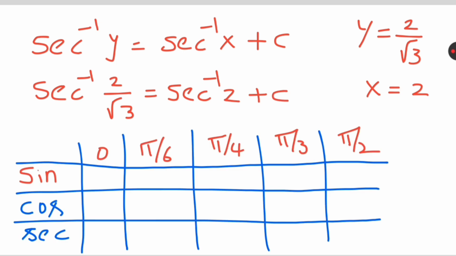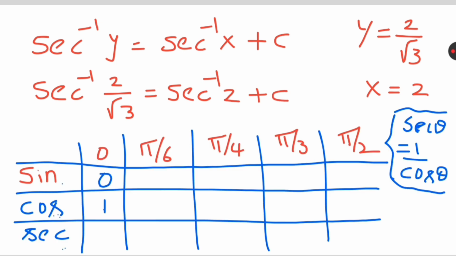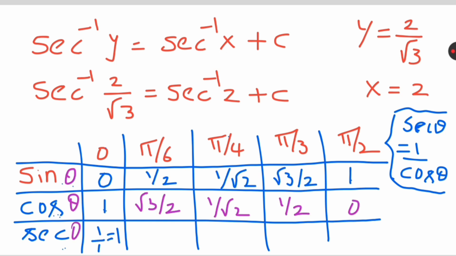constant. What is sine 0? Sine 0 is 0. Cos value is 1. That means secant 0 is 1 over 1. So it's nothing but only 1. We know that secant theta is nothing but 1 over cos theta. So secant 30 is 1 over root 3 by 2. It's nothing but 2 over root 3. Then secant 60 is only 2. Then secant 90 is 1 over 0, which is nothing but infinity. So these are the values of secant.